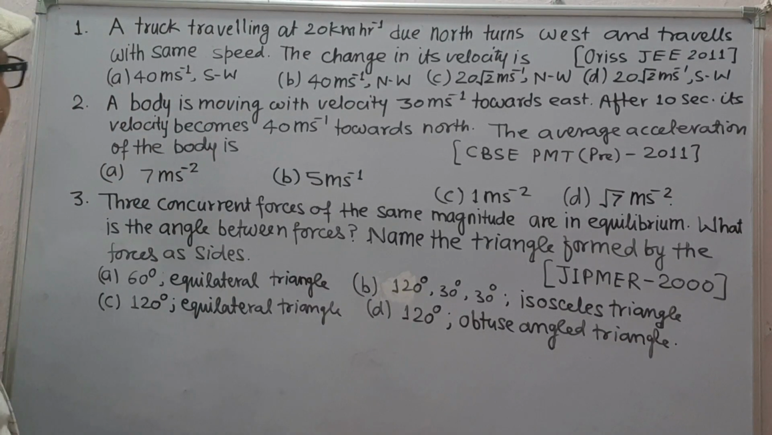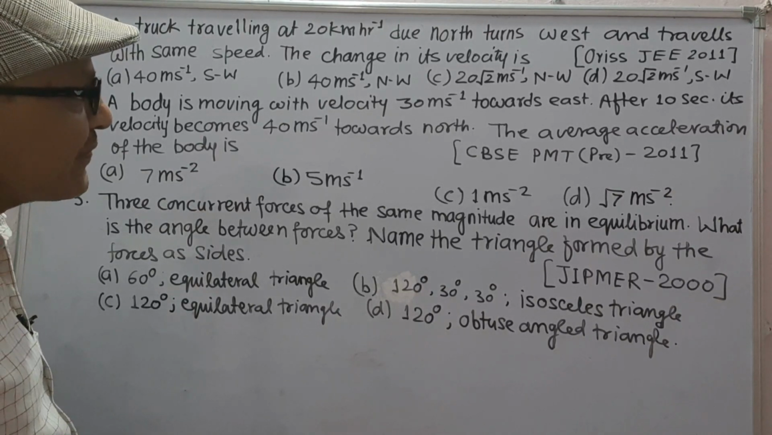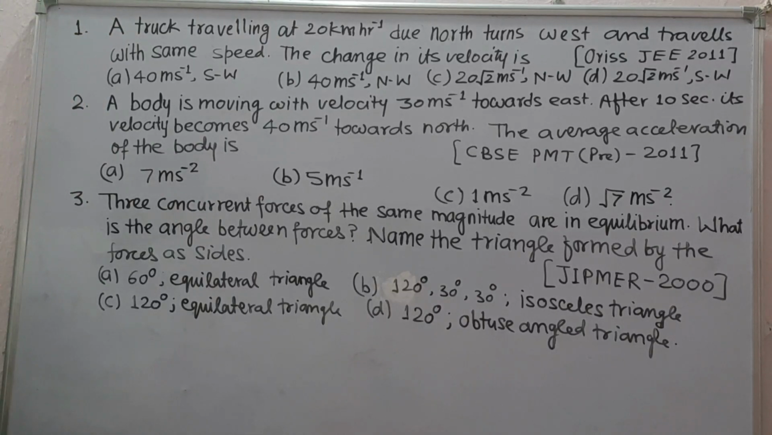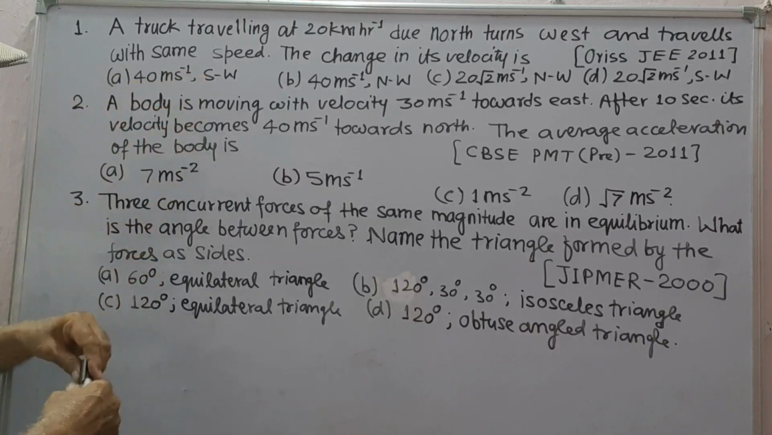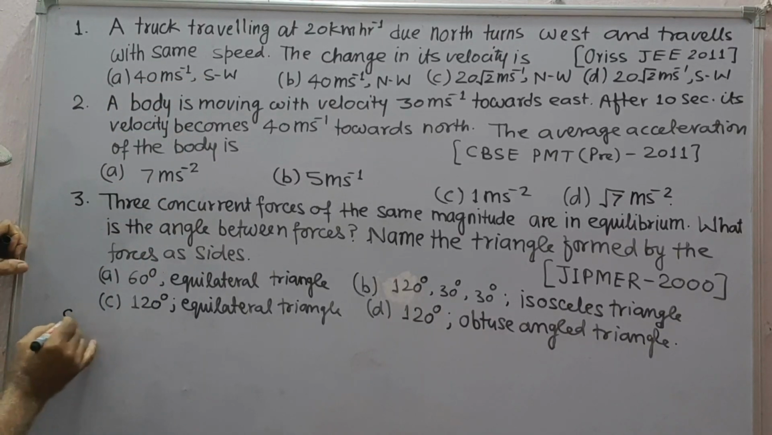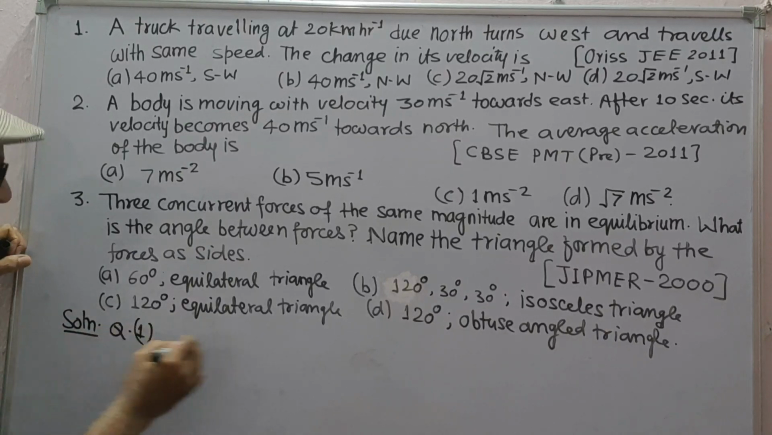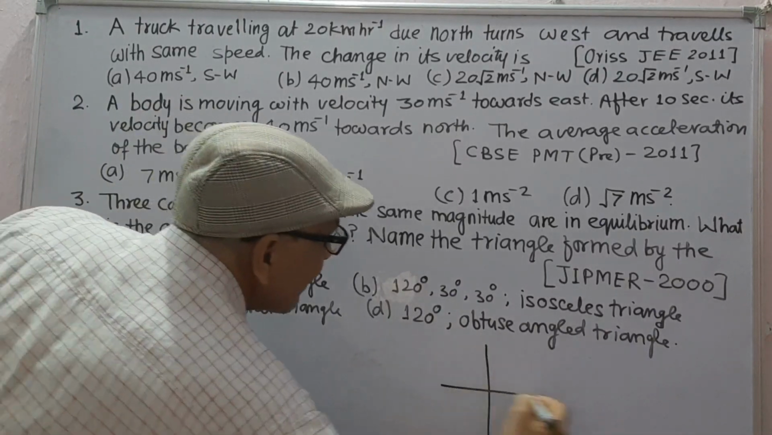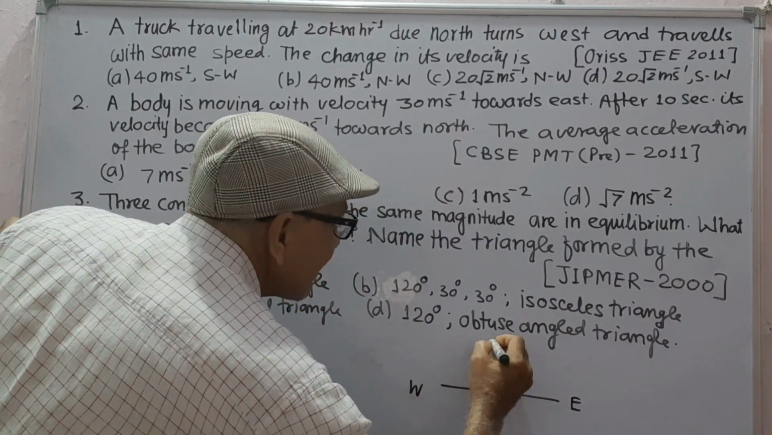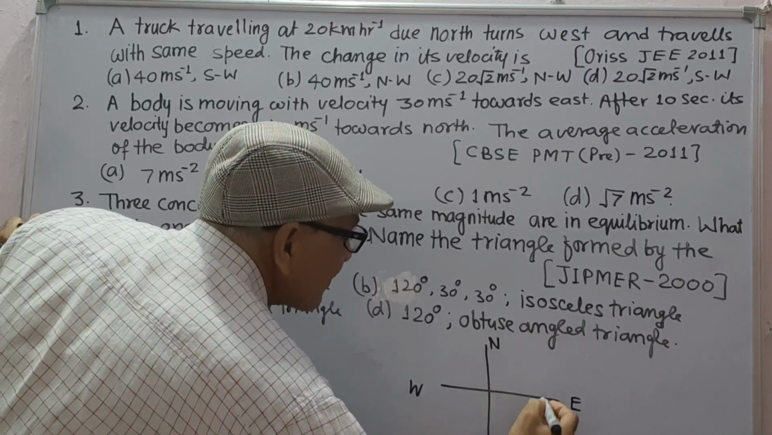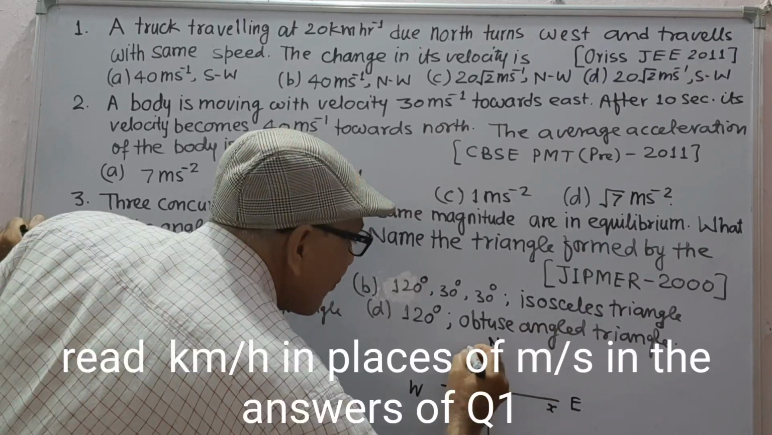Question number 1. A truck traveling at 20 km per hour due north turns west and travels with the same speed. The change in its velocity is, these are the options. Solution to question 1. Here this is east, west, north, south. Suppose this is x axis and this is y axis.